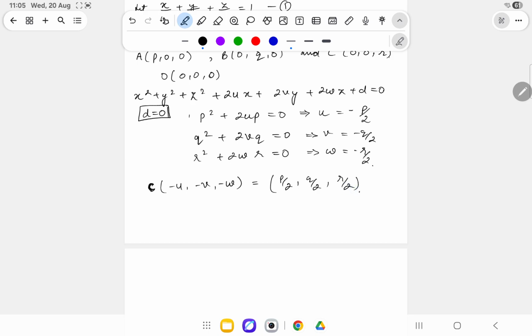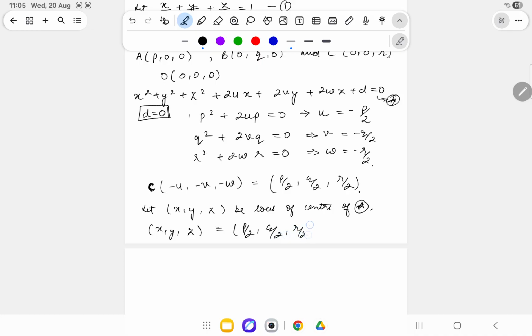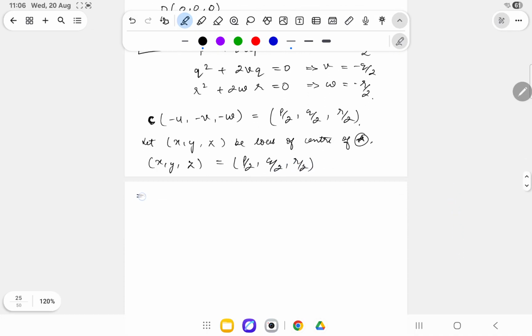Now I am supposed to find the locus of any center of this sphere. So let x, y, z be the locus of center of this sphere. Let me name it as star of star. Then x, y, z must be equal to p by 2, q by 2, r by 2. So using these values, I can easily find the values of p, q and r. So my p will be 2x, q will be 2y and r will be 2z.